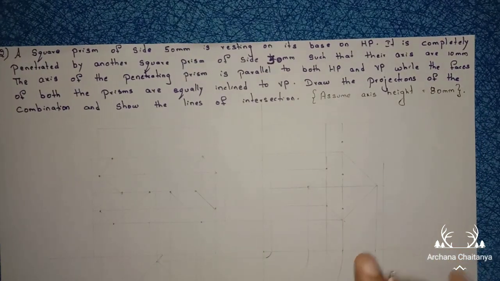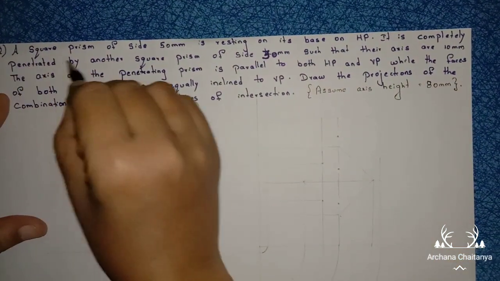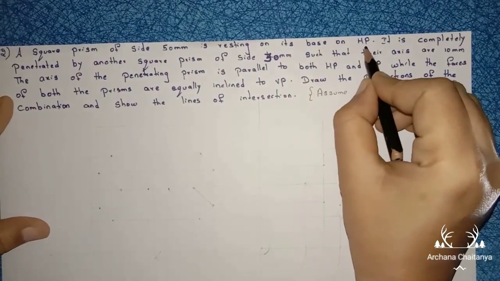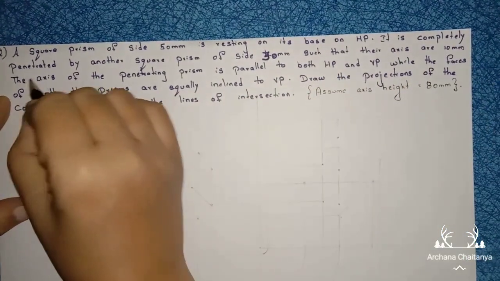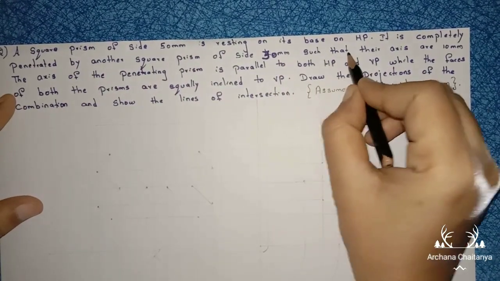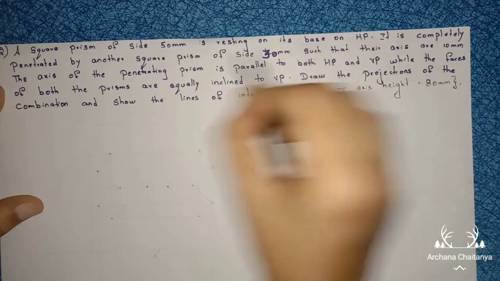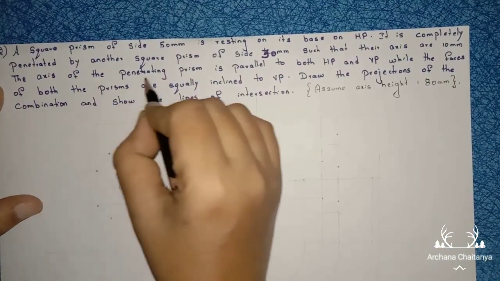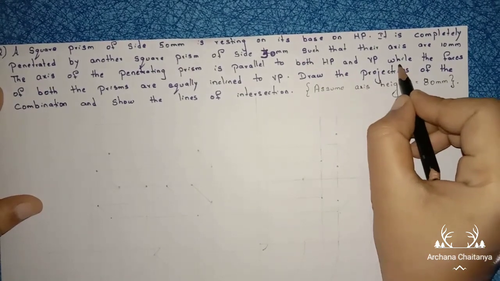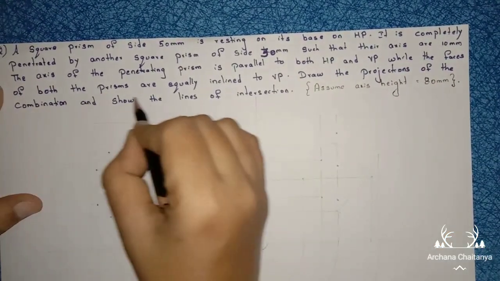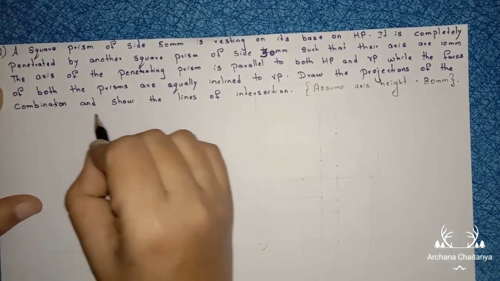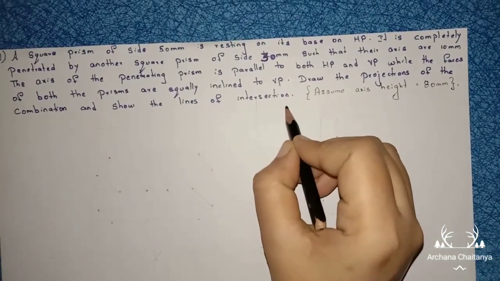So let us start the next problem. A square prism of side 50 mm is resting on its base on HP. It is completely penetrated by another square prism of side 30 mm such that their axes are 10 mm apart. The axis of the penetrating prism is parallel to both HP and VP, while the faces of both the prisms are equally inclined to VP. Draw the projections of the combination and show the lines of intersection.